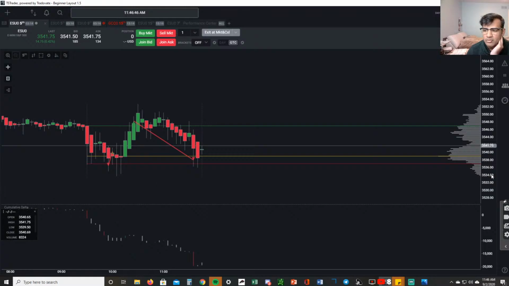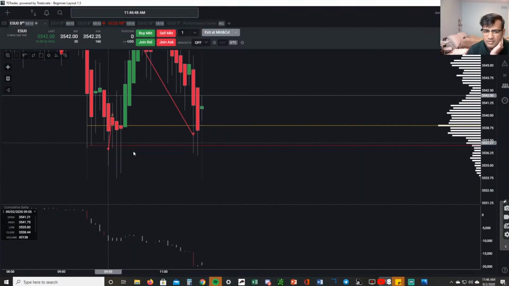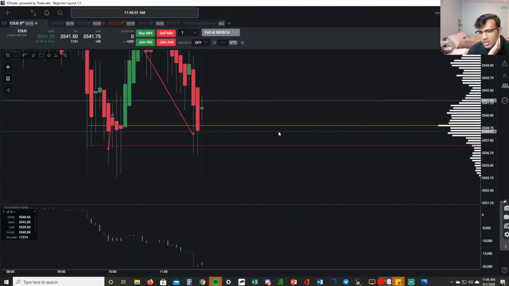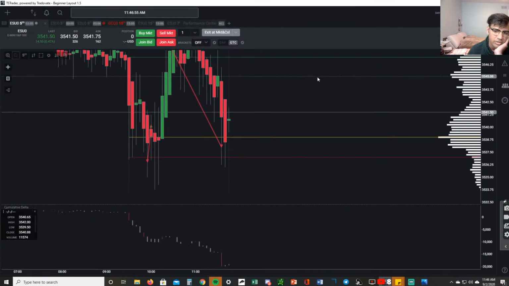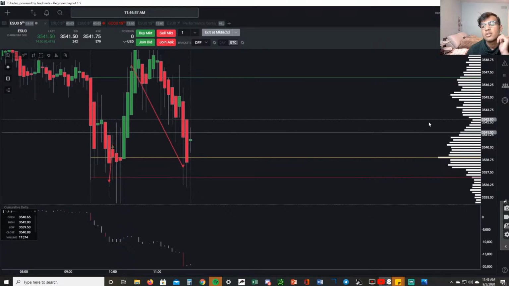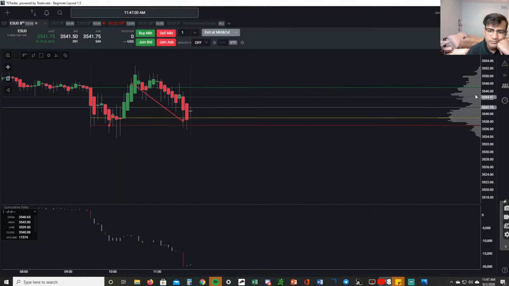The one thing about the volume profile is that when you're doing it, it just draws out these nice lines for you, telling you high volume node for the day, low volume, value area high, value area low, all that good stuff.